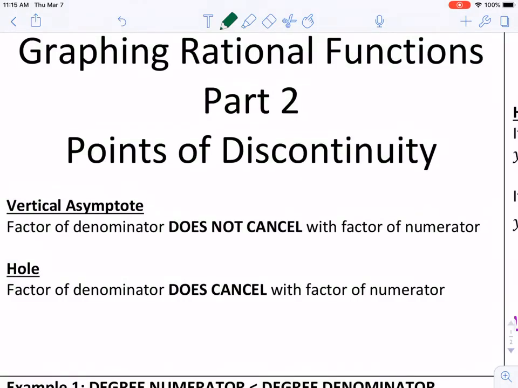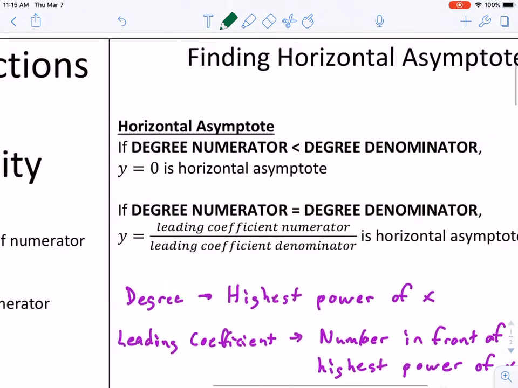Alright, so today we're going to be doing the second part of graphing rational functions. This is going to include your points of discontinuity. This is different from how we did transformations, okay, because we do have holes in there based upon these points of discontinuity. Alright, and just to review, vertical asymptotes: a factor of the denominator does not cancel with a factor of the numerator. A hole happens when a factor of the denominator does cancel with a factor of the numerator.